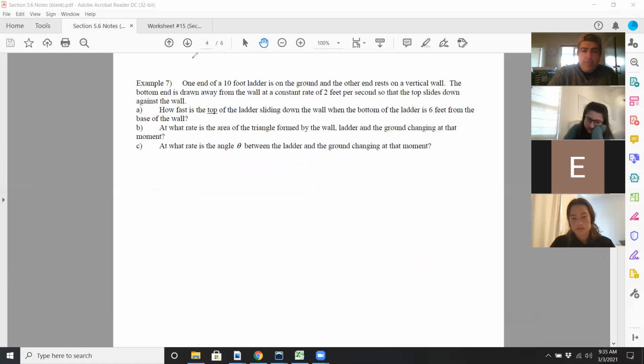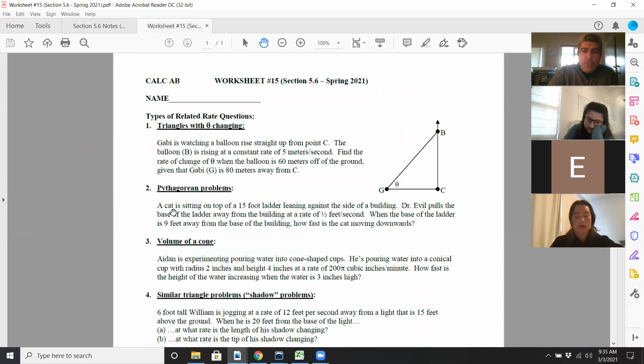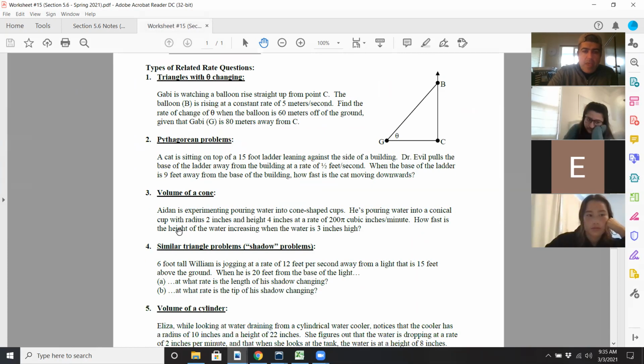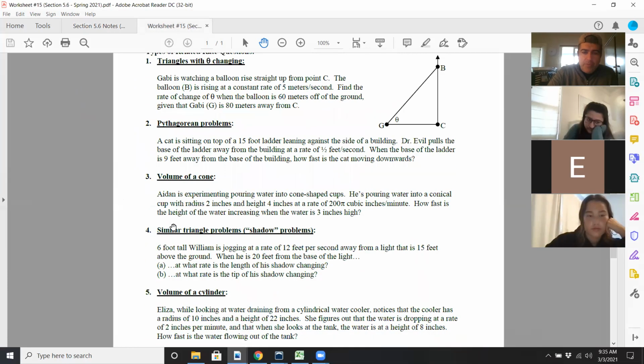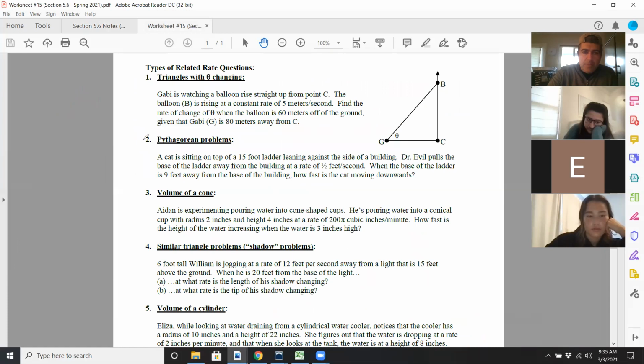Okay, so we got about 10 minutes before we have to sign off. So here's what I'd like you guys to do. If you click on worksheet 15, you can find it in Schoology for 5.6. Go and start with number 2, because number 2 is very, very similar to what we just did. And then try number 1 after that. If you have time, maybe you could try number 3.